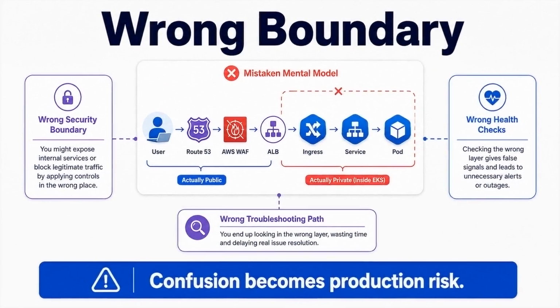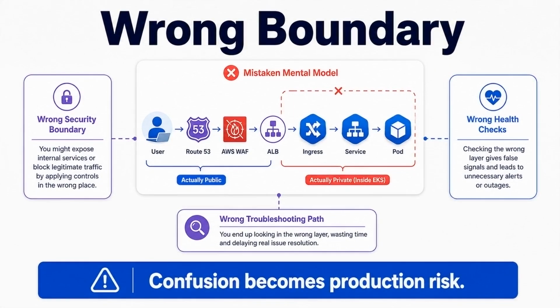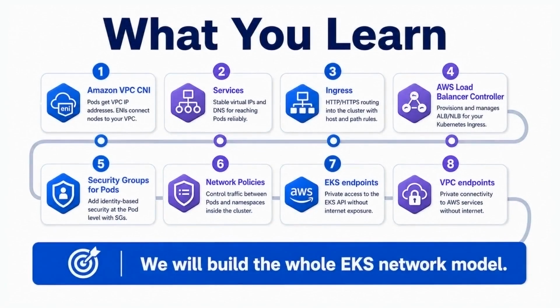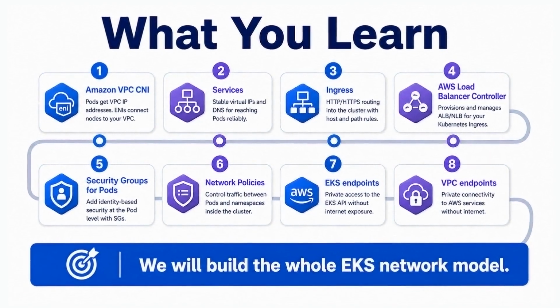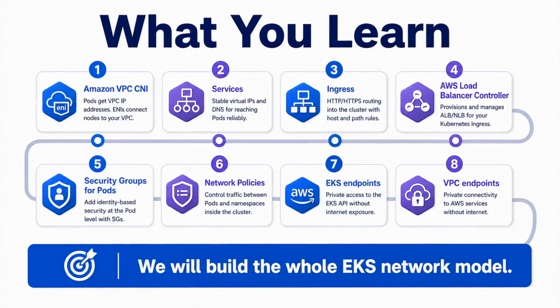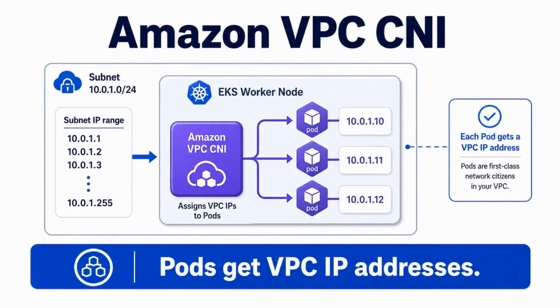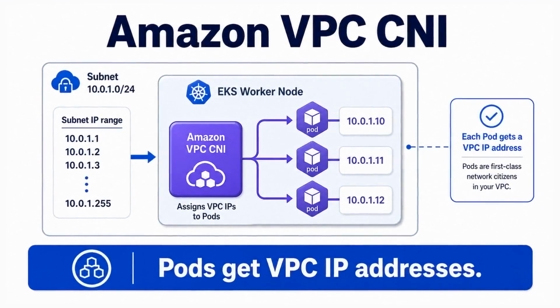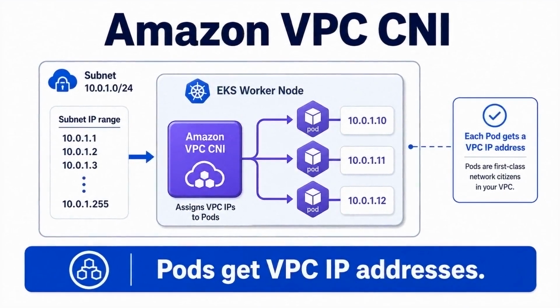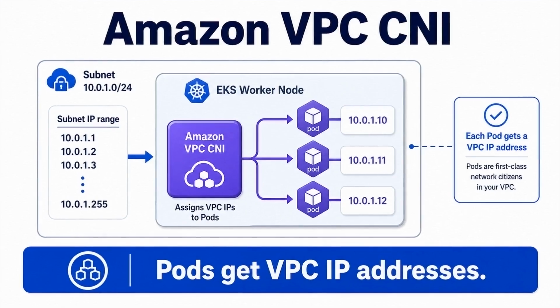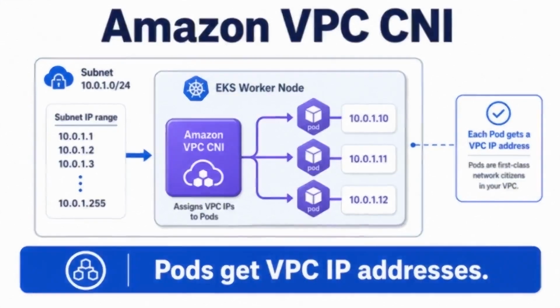production troubleshooting story. In this tutorial, I will connect the whole model: Amazon VPC CNI, services, ingress, the AWS load balancer controller, security groups for pods, network policies, EKS endpoints, and private AWS service access. Amazon VPC CNI is the plugin that gives EKS pods IP addresses from your VPC, so pods participate in AWS networking instead of living on a separate overlay network.